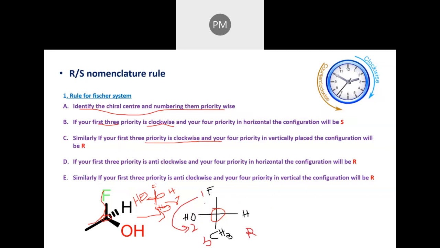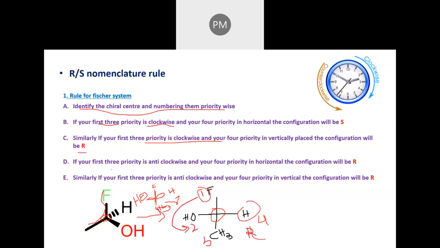So in this molecule, if we give the numbering by atomic mass, fluorine will be first priority, then OH, then methyl. So 1, 2, 3 are going in the counterclockwise, or anti-clockwise, direction. And our fourth priority, hydrogen, is in the horizontal position. So our configuration will be R. So this is matching.